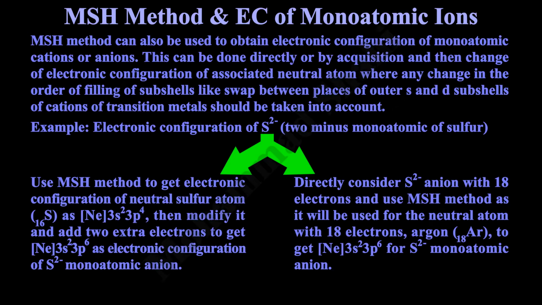For example, to obtain electronic configuration of the 2- monatomic anion of sulfur, or S2-, either we can at first obtain the electronic configuration of the neutral sulfur atom with 16 electrons as neon 3s2, 3p4, and then add 2 extra electrons to get neon 3s2, 3p6 as the electronic configuration of S2-, or we can directly consider S2- with 18 electrons to get the same result.